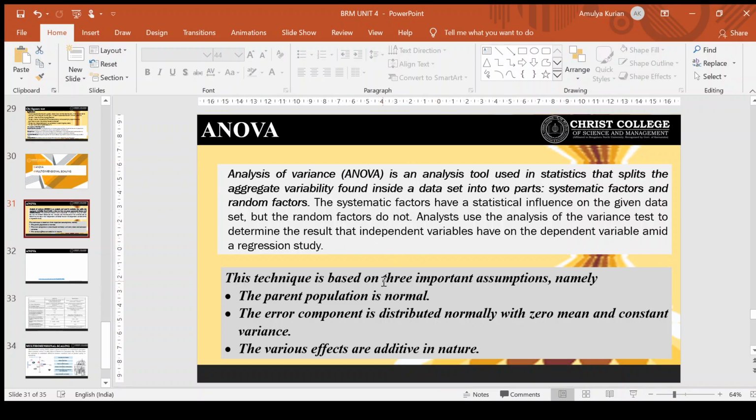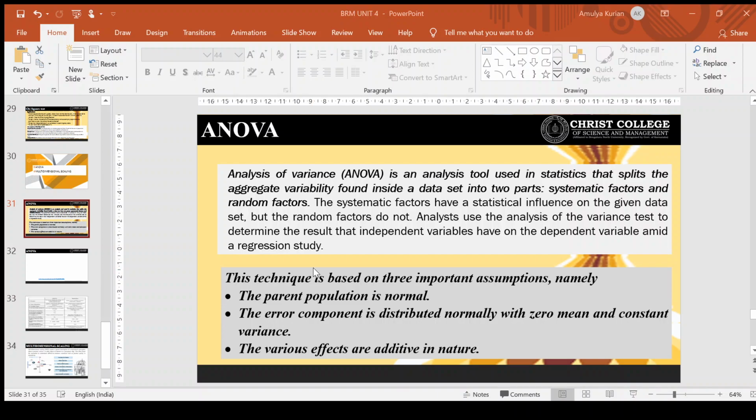Analysis of variance is an analysis tool used in statistics that splits the aggregate variability found inside a data set into two parts. One is the systematic factor and the other one is the random factor. Systematic factors have a statistical influence on the data, while random factors do not. Analysts use the analysis of variance, or ANOVA, to determine the effect that independent variables have on a dependent variable in a regression study.